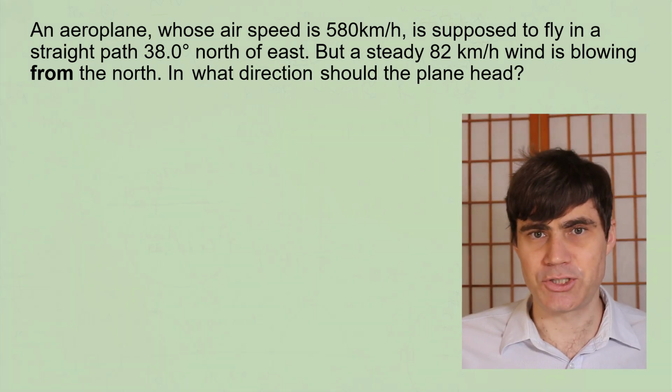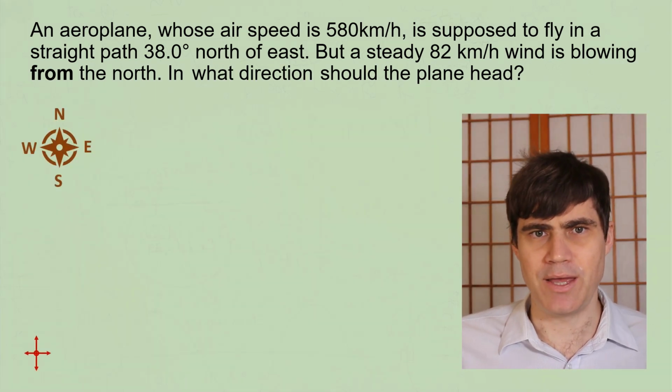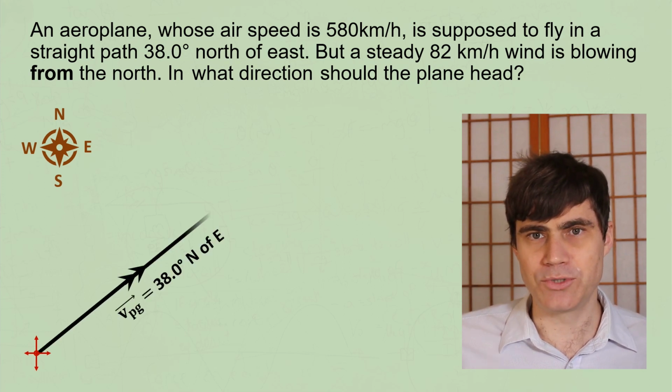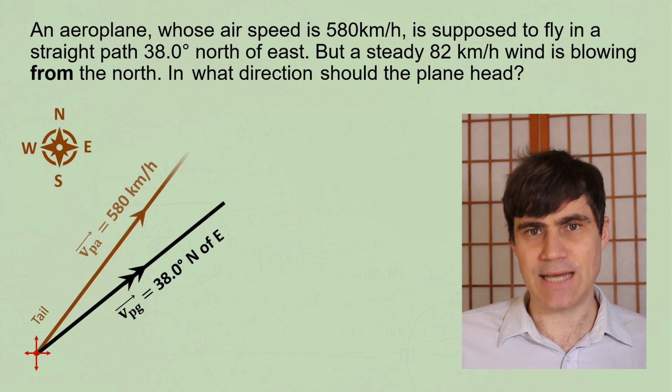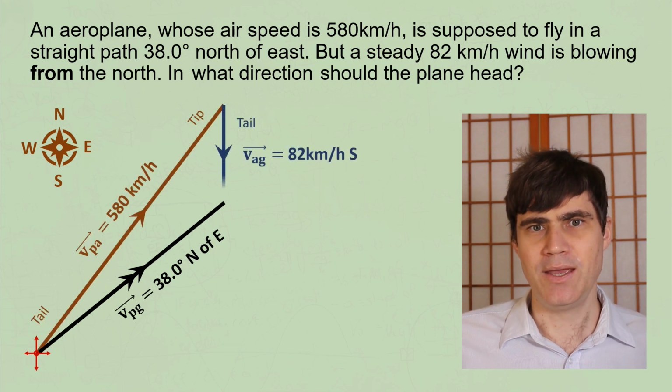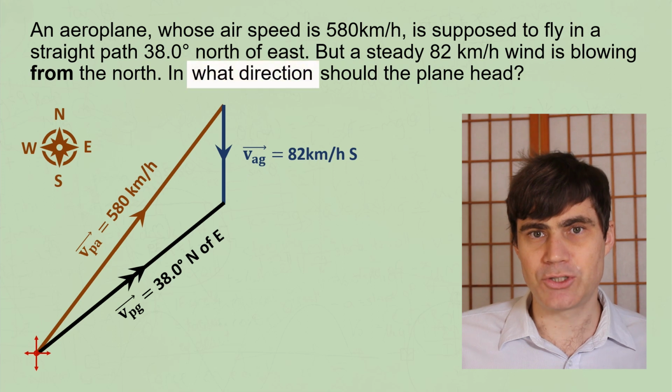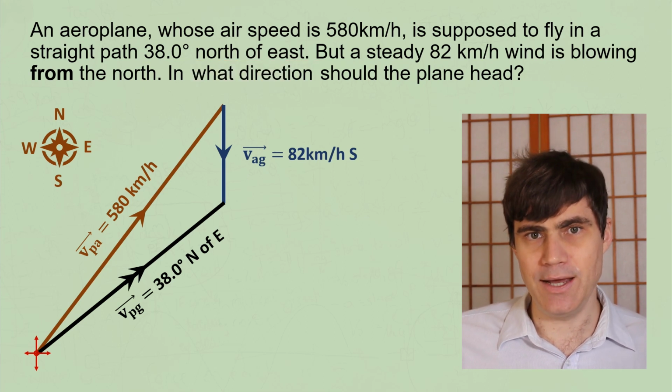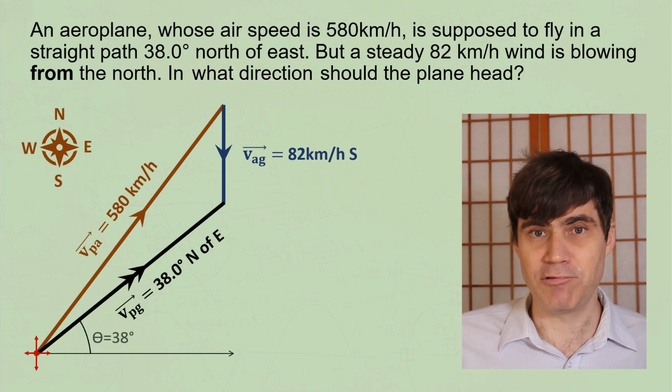As with any vector addition, we're going to add them tail to tip. If you're not sure why I'm doing this, I suggest watching my video on vector addition. I suggest starting with the resultant, and then we could add the other two vectors tail to tip in either order. The question asks us for the direction of the velocity of the plane relative to the air. We know this is 38 degrees, and we're obviously going to need to calculate this angle, which I'll call alpha.